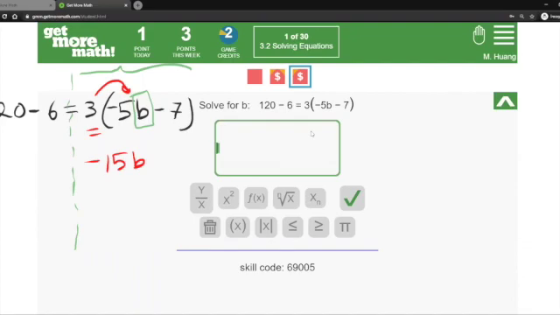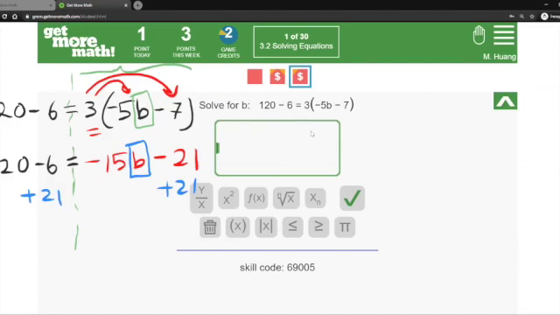-15b, 3 times -7, we have -21. And I'm going to bring everything else down. Okay? Two different options you have. You could either do this first, 120 minus 6, or you could just leave it. It depends on what you see first. You could just leave it, box the variable on the right, and figure out that you got to add 21 on both sides.